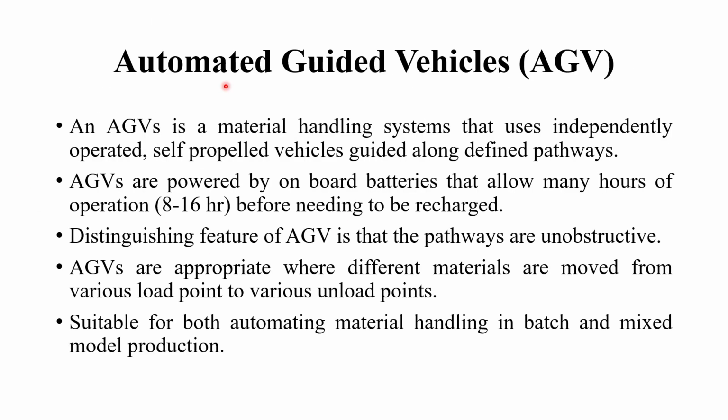Next, moving to another part of the material handling system, the automated guided vehicle. So what is this automated guided vehicle? It is a material handling system that uses independently operated, self-propelled vehicles guided along a defined path. I hope you have explored this one.